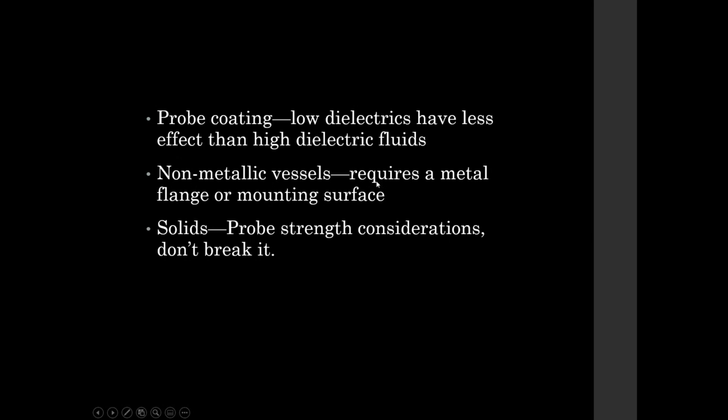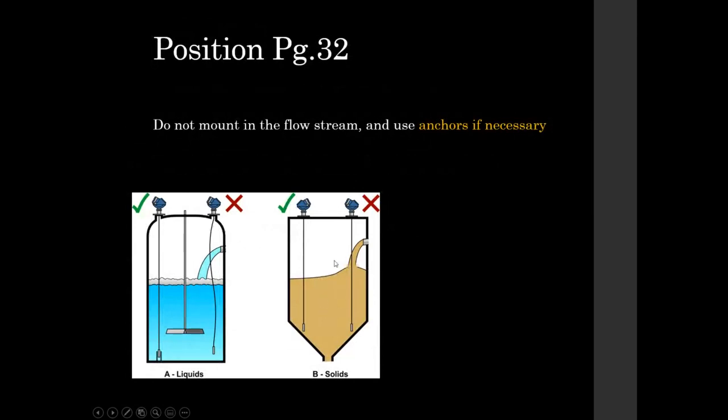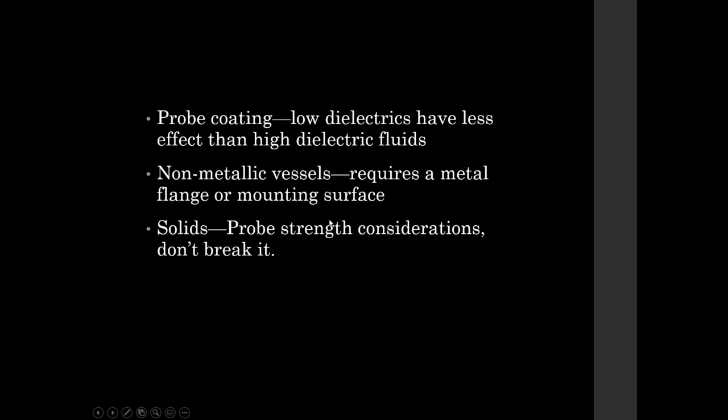Non-metallic vessels require some type of a metal flange or mounting surface, and that has to do with the electronics and the grounding and shielding in here. The vessel itself can be non-metallic, but the mounting point should be metallic, I believe. Not the be-all end-all, but something to consider. Solids, probe strength considerations. You don't want to break it, right? If we looked at the example on the previous slide, if this was rocks or gravel, and they're falling in there and hammering on this all the time, it's not going to be that durable. So you don't want to break it.